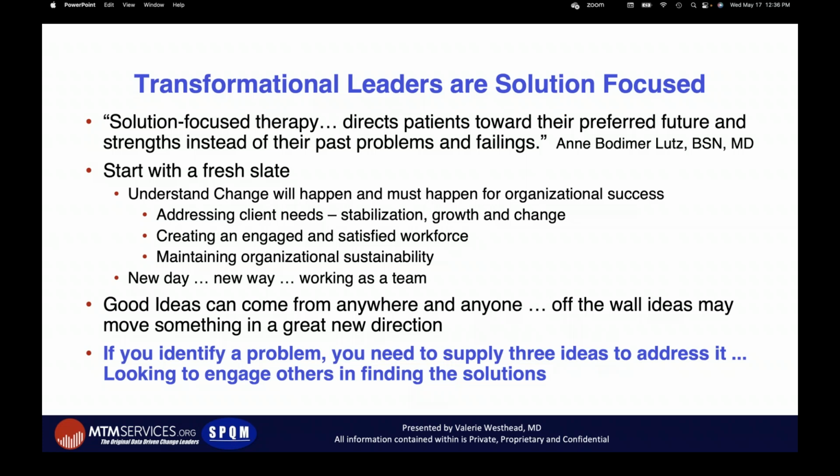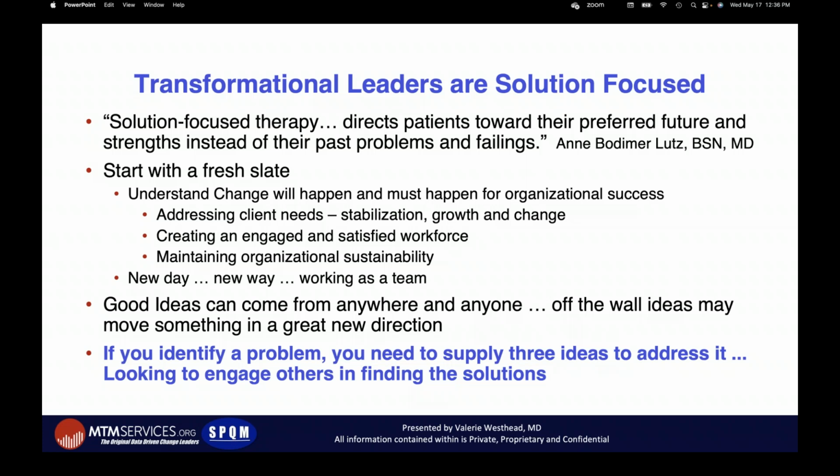As long as we are working on addressing clients' needs, we are creating and engaging our workforce and they are satisfied, and we're maintaining our organization, then we should be moving forward with any change that will achieve preferably all three of those goals. Actually, if you take care of the first two, the third usually will take care of itself. It's having the attitude of it's a new day, it's a new way, we are working as a team.